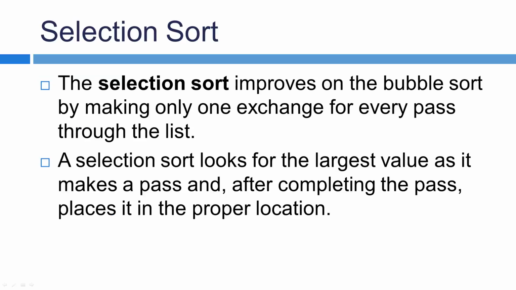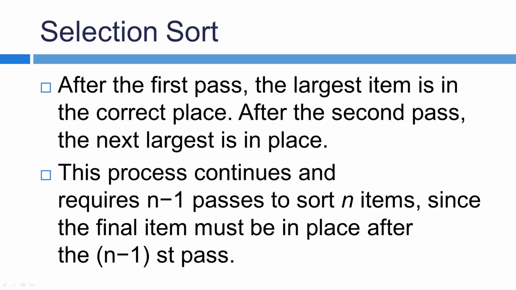So the selection sort improves on the bubble sort by making only one exchange for every pass through the list. In order to do this, a selection sort looks for the largest value as it makes a pass, and after completing the pass, places it in its proper location. So, as with the bubble sort, after that first pass, the largest item is in the correct place. And then after the second pass, the next largest is in the correct place.